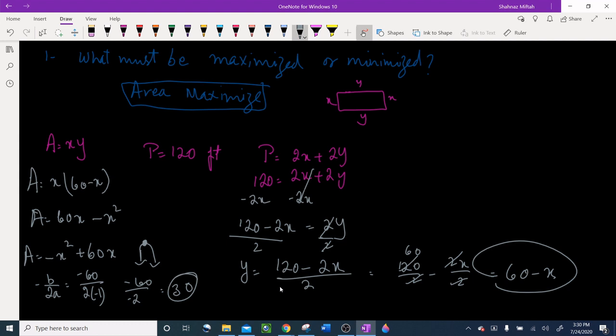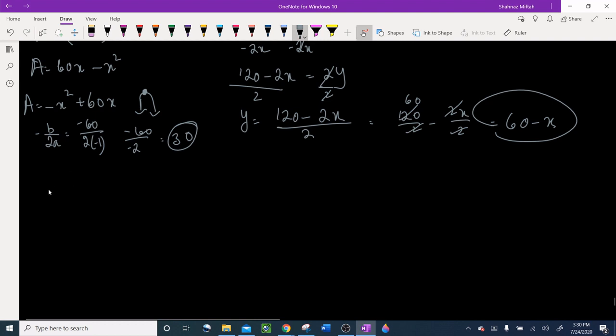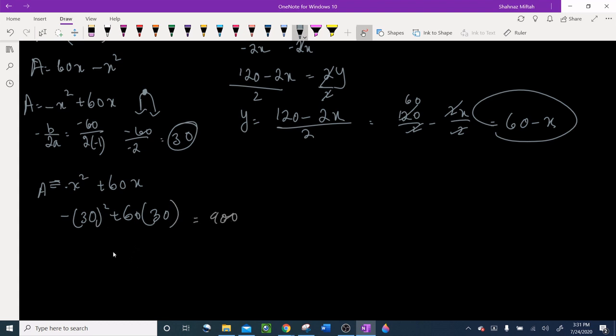All right, here's the positive 30. Now we are looking for the dimensions so we can find what this is going to be. So we're going to plug this 30 into the equation that I have, which is A equals negative x squared plus 60x. Plug in that 30 right there, and I am getting 900 when I plug this into the calculator. So this is what I'm getting for the area.